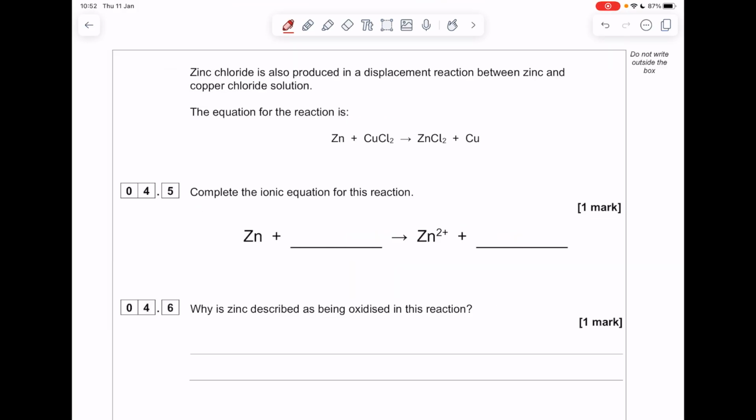Zinc chloride is also produced in a displacement reaction between zinc and copper chloride. Remember, displacement is based on which metal is more reactive. The equation for the reaction is this. Complete the ionic equation. So the way to do this is take that equation and split it up into its constituent ions. Then you want to delete the spectator ions. So they're the ions which appear on both sides of the equation. They do not partake in the reaction. So that's the chloride ion. And then just pop everything else back in.